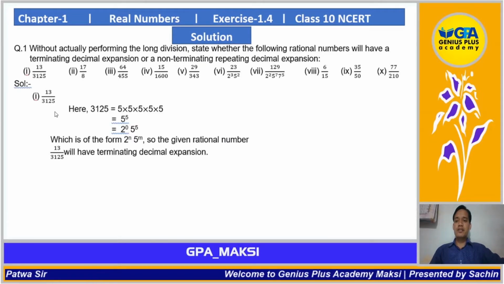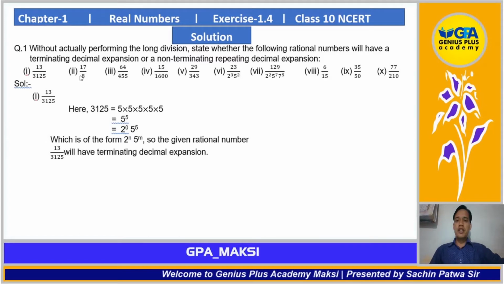Here our denominator is 3125 and its prime factorization is 5 into 5 into 5 into 5 into 5, that means 5 raised to 5, and we have to represent that in the form 2 raised to n, 5 raised to m. So we take another number, 2 raised to 0, because 2 raised to 0 is 1. So our denominator changes into the form 2 raised to n, 5 raised to m. So the given rational number 13 by 3125 will have terminating decimal expansion.